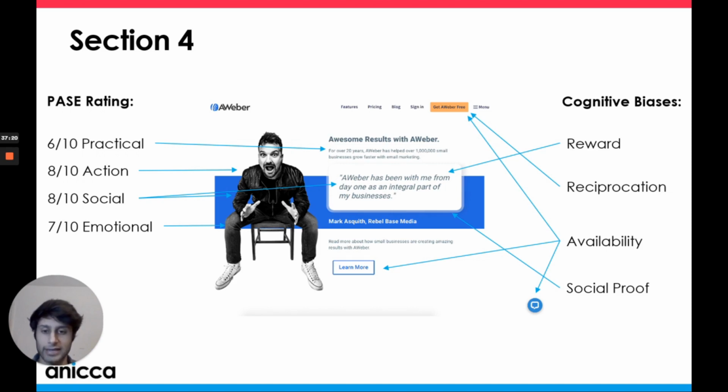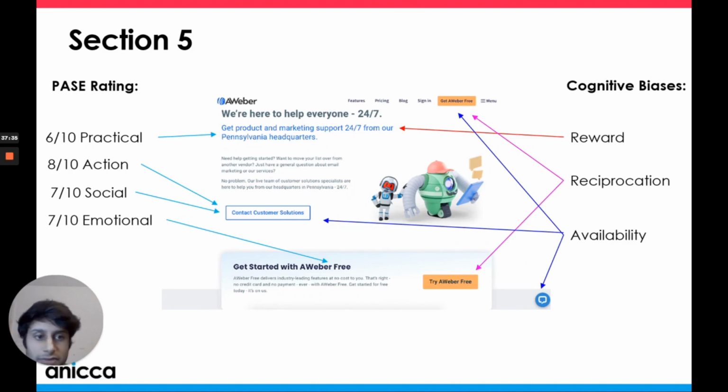Emotional, you're getting a review from a user, so that builds trust as well. And also you can actually see the person, which is great as well. So that's a 7 out of 10. Let's go to section 5.